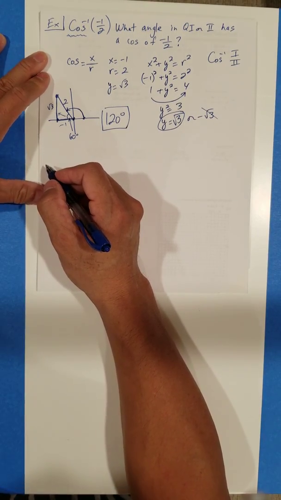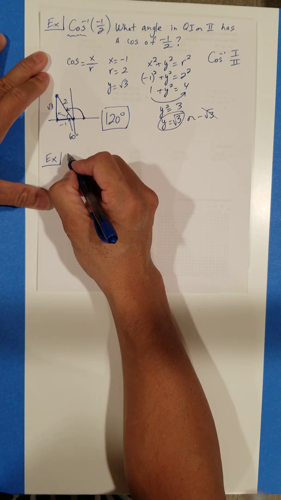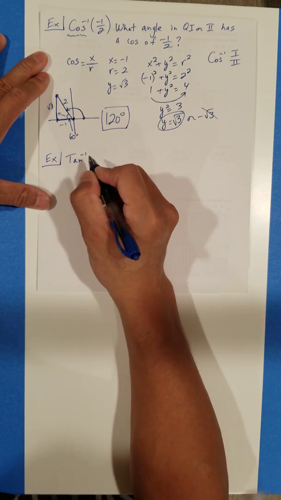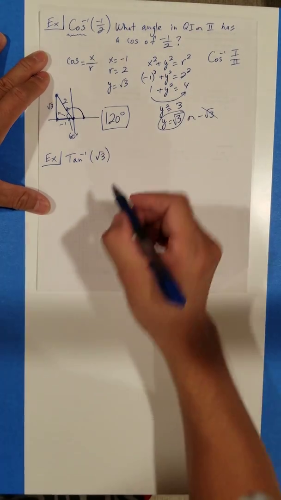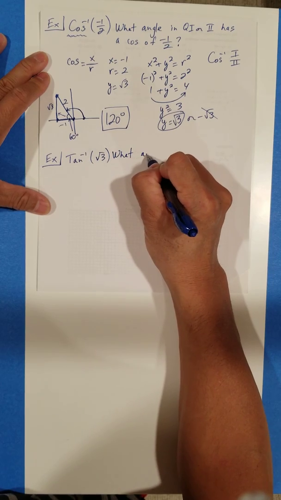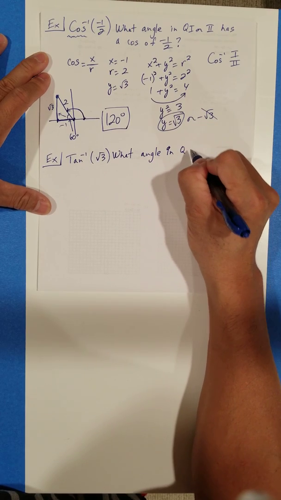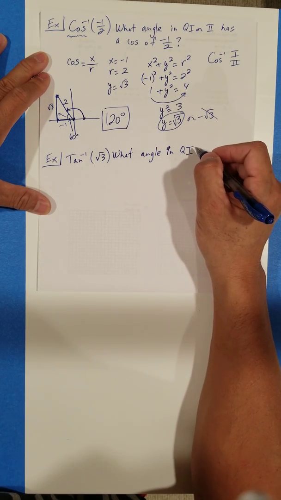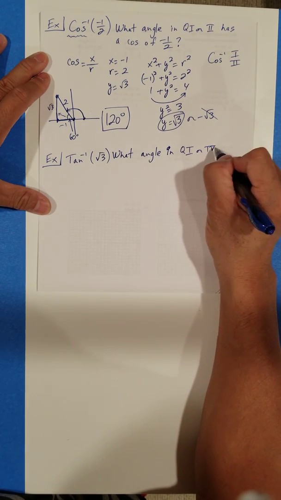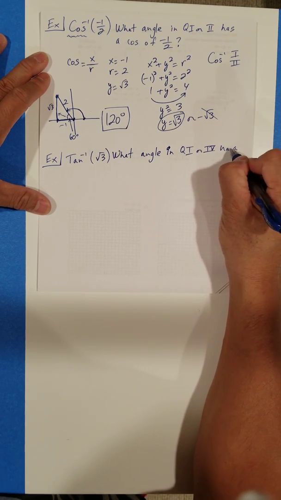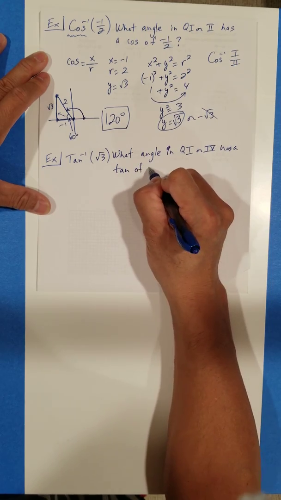Okay, so let's see about tangent. For example, arctan, inverse tan, principal, of radical 3. Okay, so what angle in quadrant 1 or 4 has a tangent that equals radical 3?